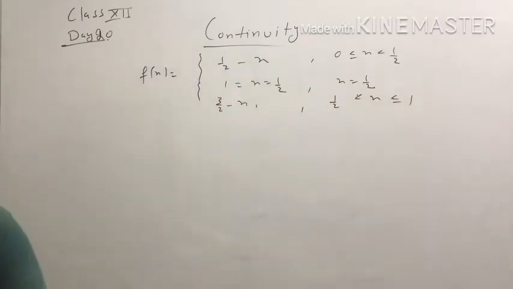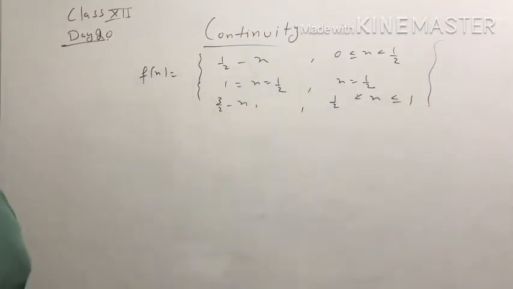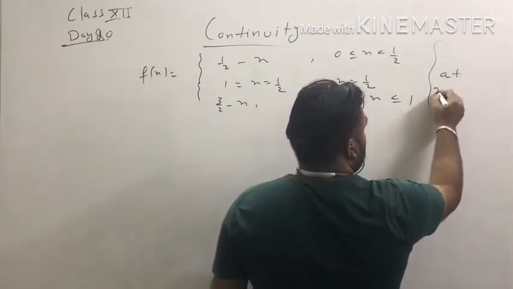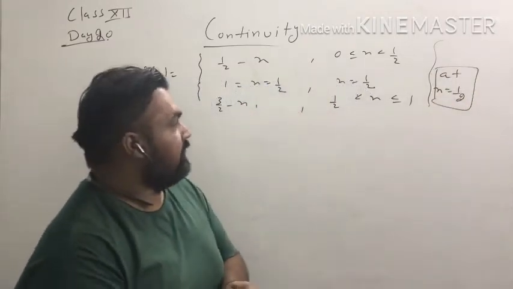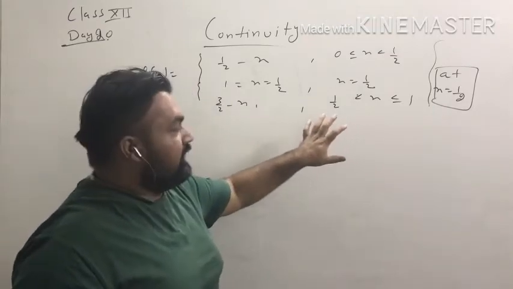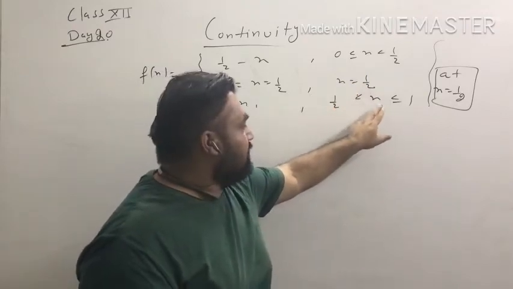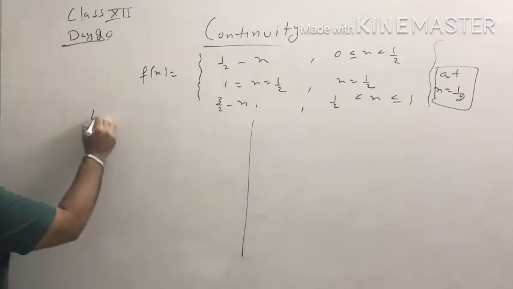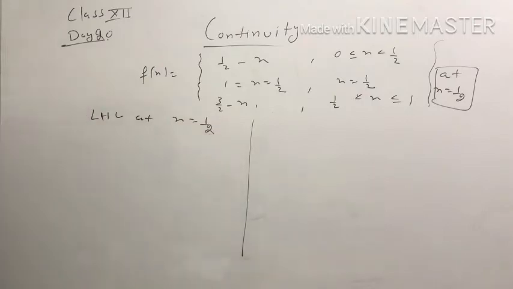So this is a question and we have to prove the continuity at x equals to half. Again, this is very important. We have to prove that the function f(x) is continuous at x equals to half. Now x is less than half, x is equal to half, x is greater than half. So first of all, the left hand limit at x equals to half.